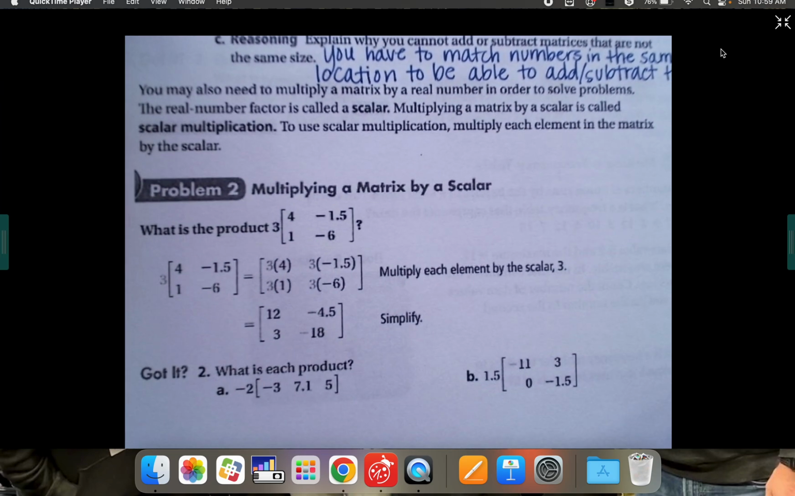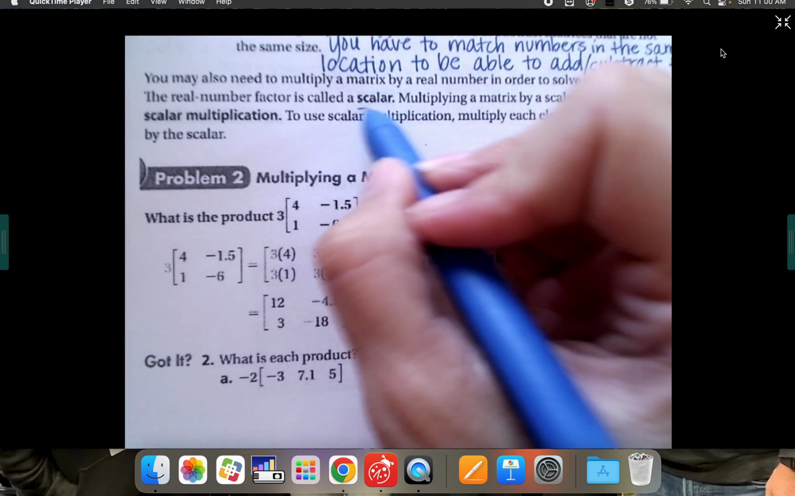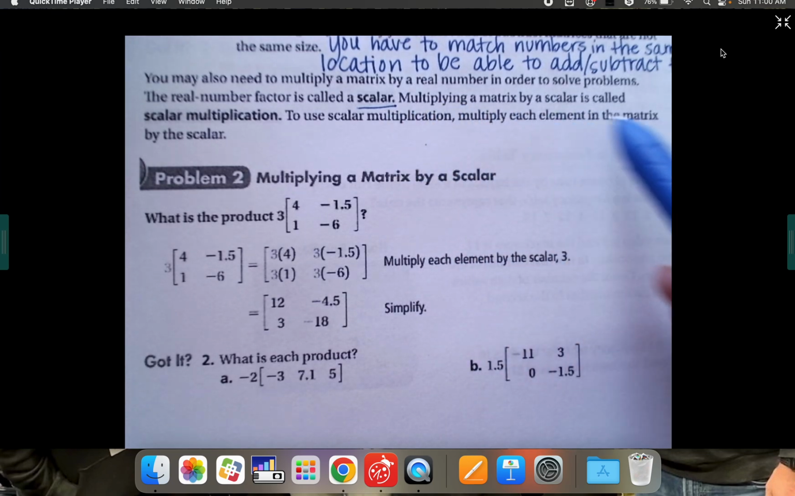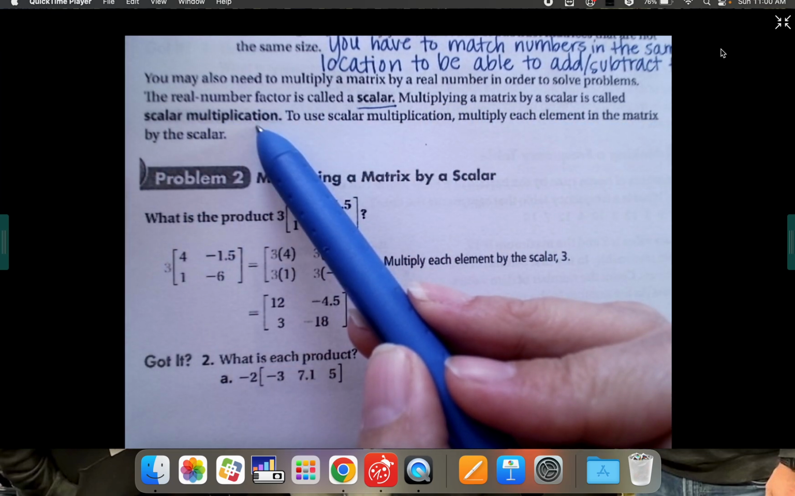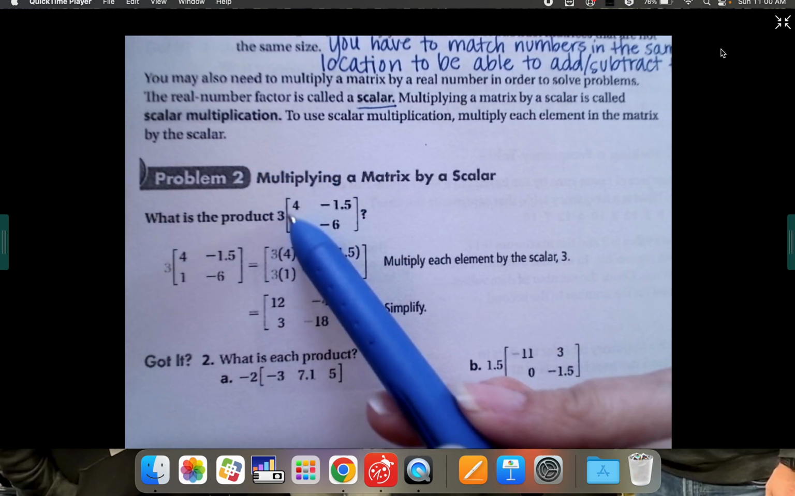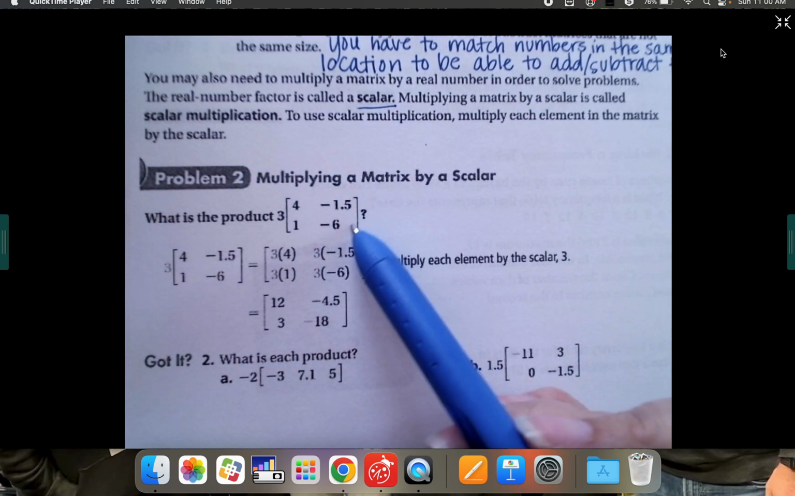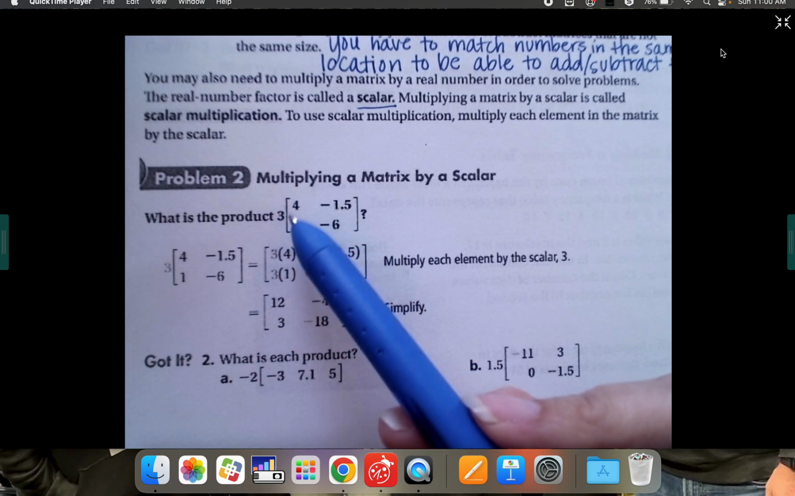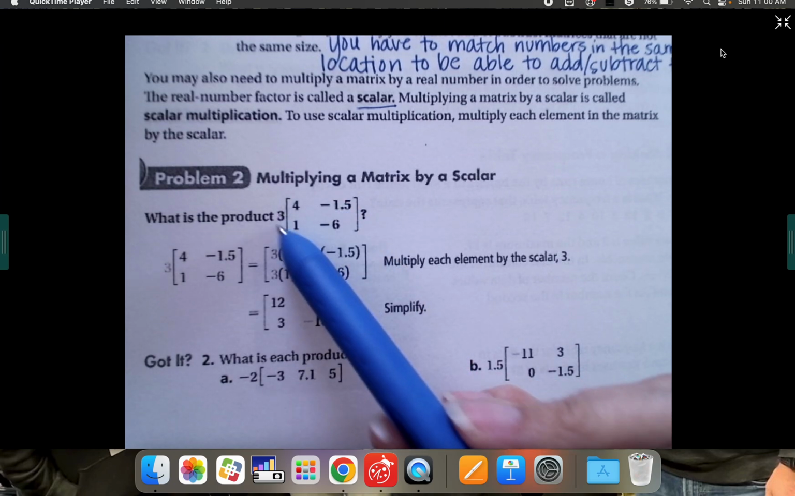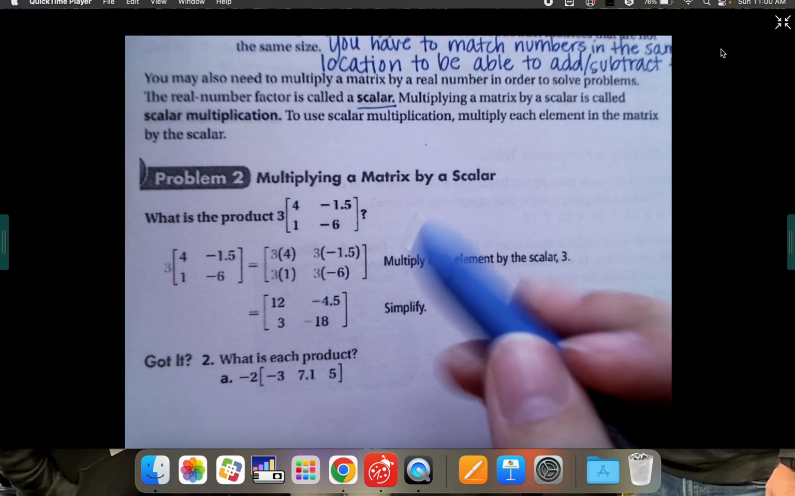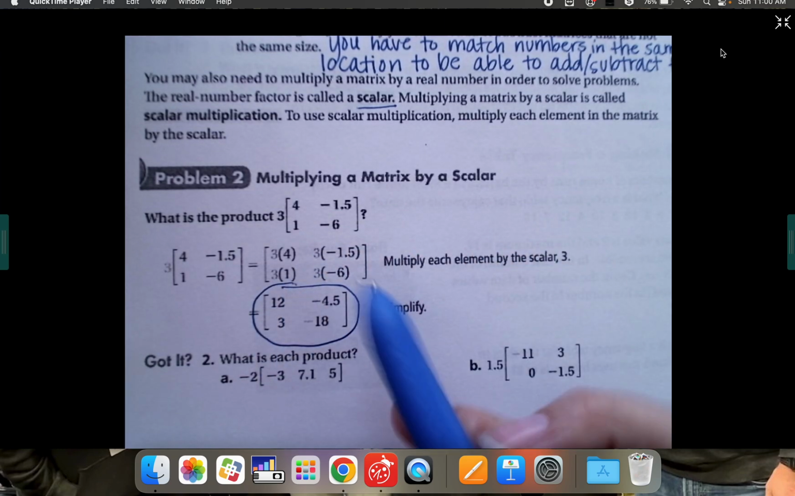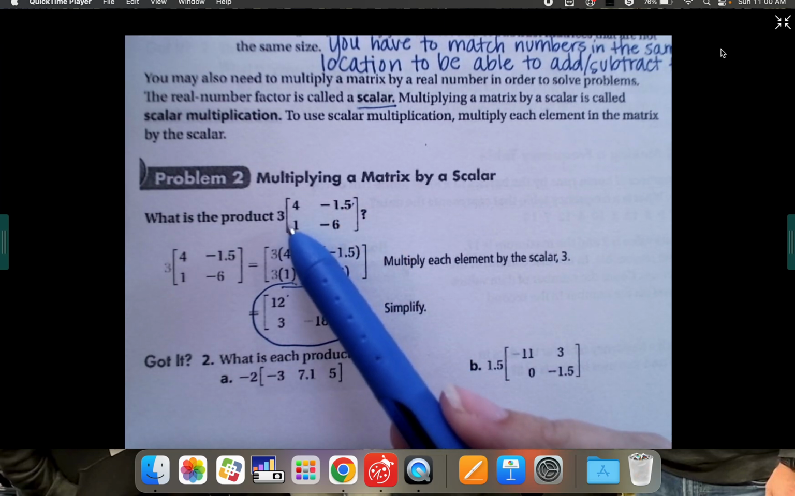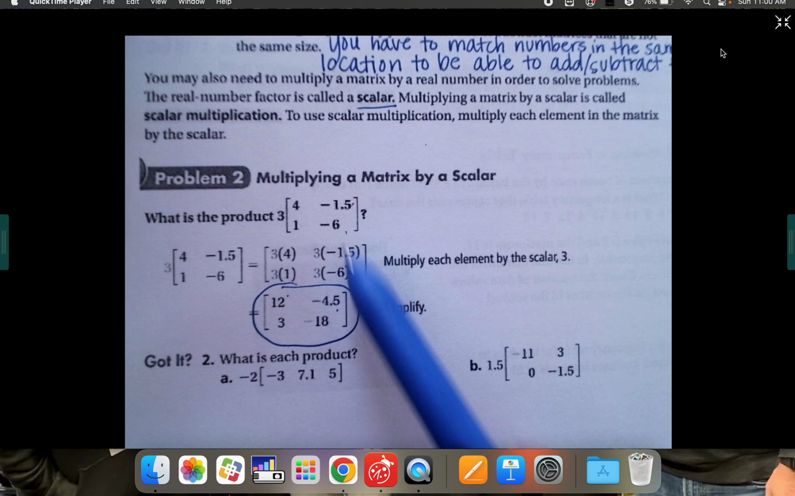Okay, let's move on to multiplication. In order to multiply, you have to have something called a scalar. That's what we're scaling it up by or multiplying it by. So multiplying a matrix by a scalar is called scalar multiplication, and that number usually just goes right out front. So if you have a 2 by 2 matrix, 4, negative 1.5, 1, and negative 6, and the scalar out front is a 3, you're basically distributing that 3 to all of the parts of the matrix, and then that is your answer. So 3 times 4 is 12, 3 times negative 1.5 is negative 4.5, 3 times 1 is 3, 3 times negative 6 is negative 18.